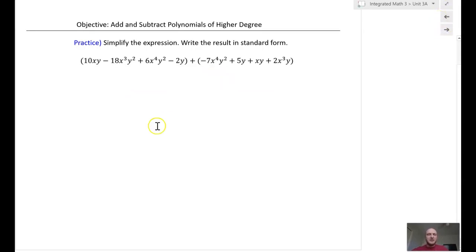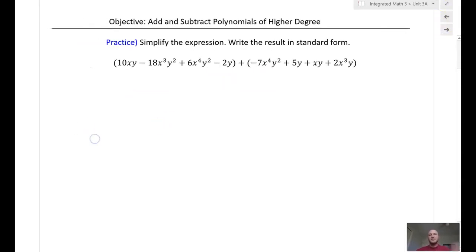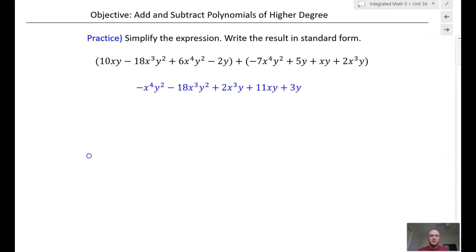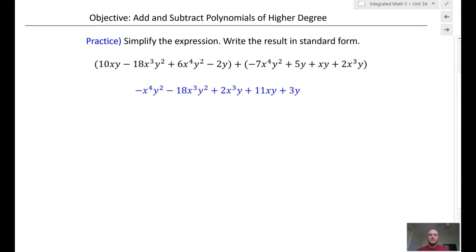All right, and lastly, here's another practice problem. Please go ahead, pause the video, and try this one. All right, hope you paused it. Here is the answer. Okay, and then again, these two terms here, the order is x cubed y squared, right? Because your y is higher than the y to the first here.